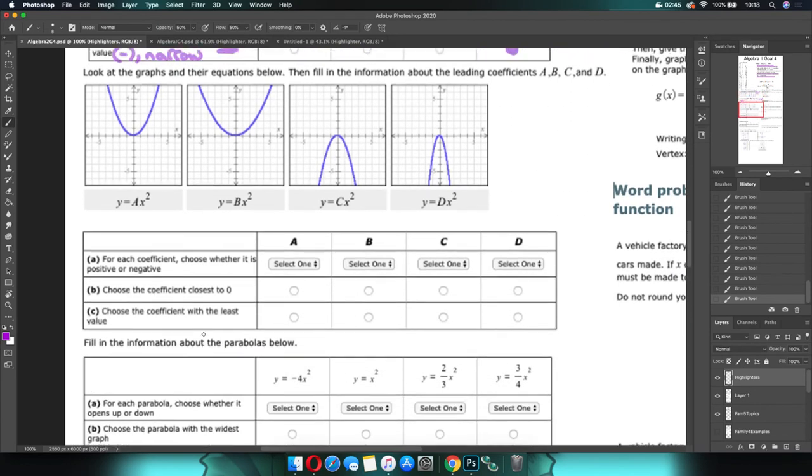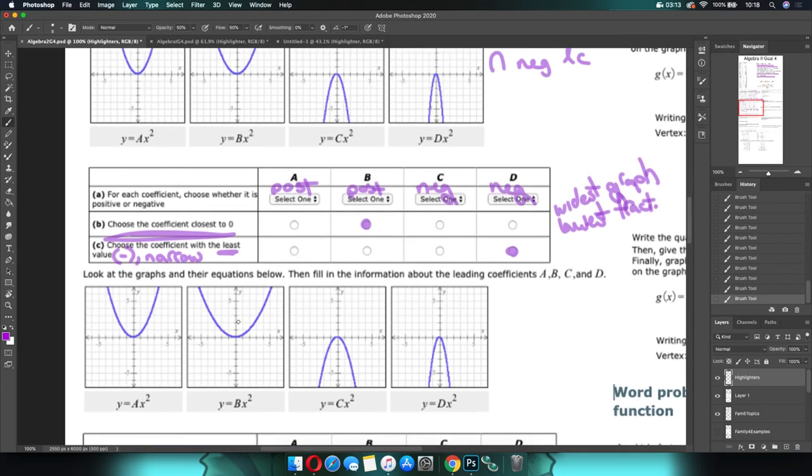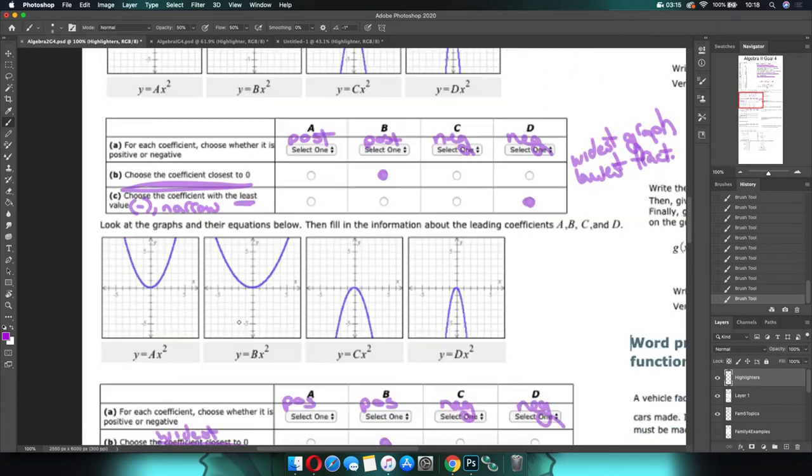So if we're looking at this one, let's see here. Positive or negative. So this one is going to be positive. This one, letter B, that's opening up, so it's going to be positive. This one is opening down, so it's going to be negative. This one is opening down, so it's going to be negative. Closest to 0, that's a fancy way of saying widest. So which one is our widest? It's actually B.